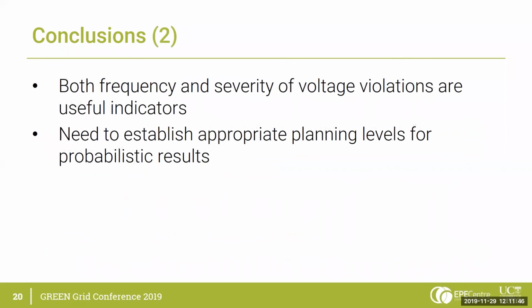We've also seen that both the frequency and severity of voltage violations are useful indicators. And this is something which is recognized by the European standards for voltage limits, and perhaps may be worth considering in New Zealand rather than an absolute measure. And finally, unlike with deterministic simulations, we cannot definitively say whether constraints will or will not arise at a given penetration level. Instead, we have to describe this via probabilistic measures. Therefore, future work will need to establish what appropriate planning levels would be for these constraint probabilities.